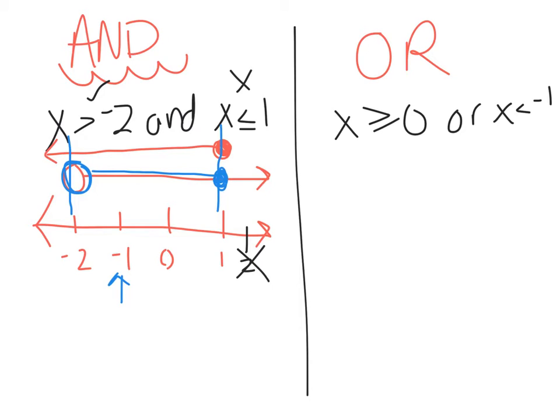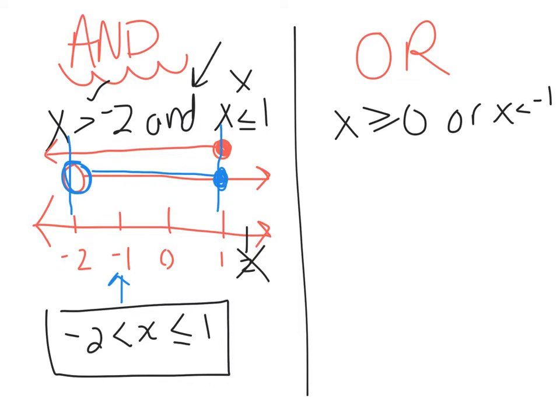Sometimes we choose to write "and" compound inequalities together. It would look like this. This says exactly the same thing as this: -2 is less than x, but x is also less than or equal to 1. And think about numbers that would work here for x. -1 would work because it's in between -2 and 1, but like we said before, 2 would not work because 2, even though it's bigger than -2, is not less than or equal to 1.